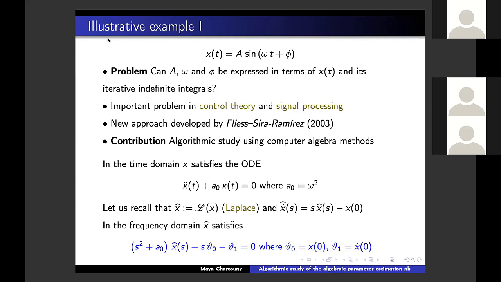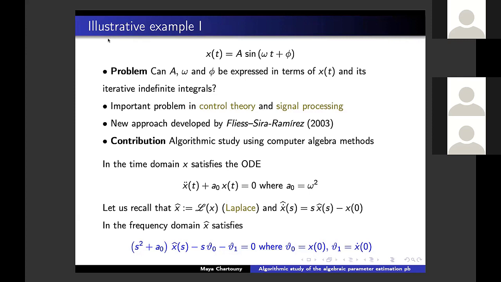So this approach consists in considering the ODE satisfied by the signal, which is in our case the equation in black, where A0 is equal to omega square, and then to take its Laplace transform. But first, let us recall that the Laplace transform of x can be denoted by x hat, and the Laplace transform of x prime is equal to s times x hat minus x of 0. So in the frequency domain, we have that x hat satisfies the equation in blue, where V0 and V1 are the initial conditions.